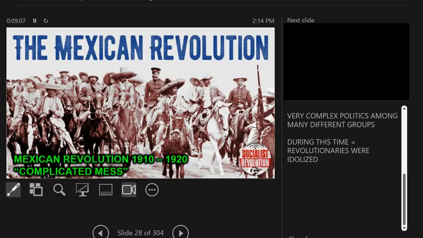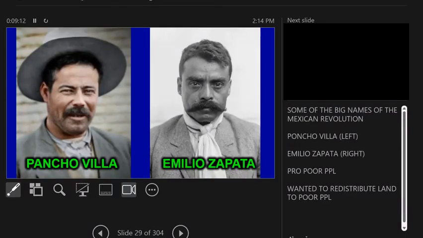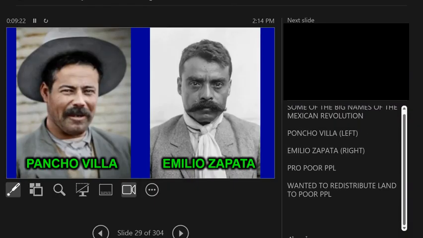And also during this time, the revolutionaries were idolized. Like these two guys here, we have Pancho Villa and Emilio Zapata. These are a couple of the big names of the revolution. They were for poor people. In fact, they wanted to redistribute land to the poor people.